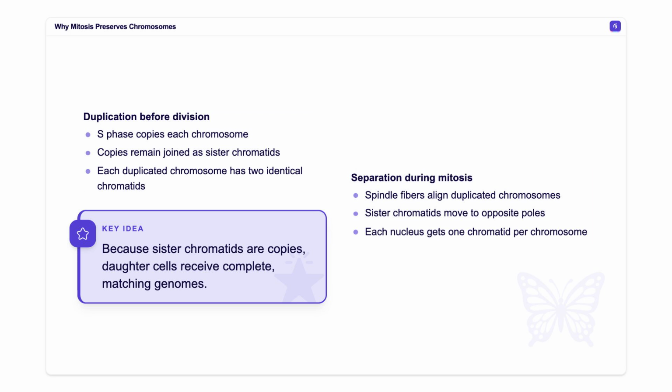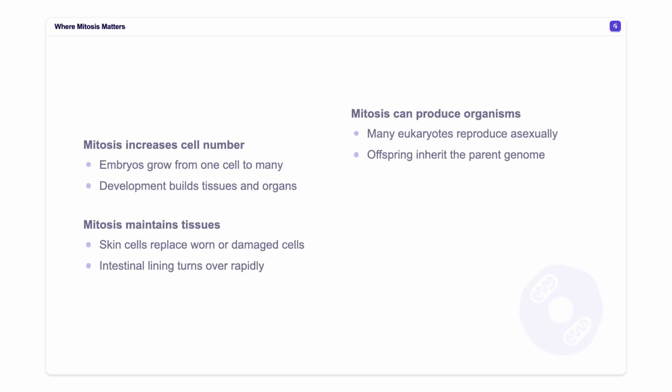That outcome depends on accuracy. If no mutation changes the DNA and no segregation error sends chromatids to the wrong place, mitosis produces genetically identical daughter cells, which is why it is so useful in the body. Mitosis is not just a neat chromosome sorting process. Its bigger job is to let organisms build, maintain, and sometimes reproduce by making new cells with the same genome.